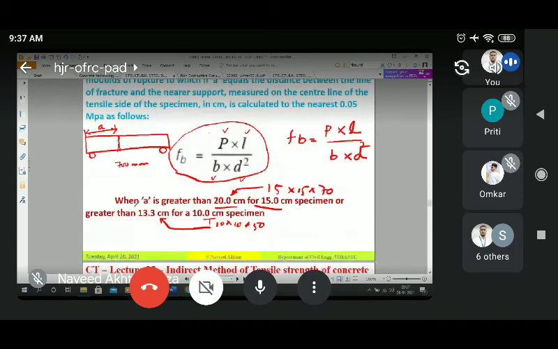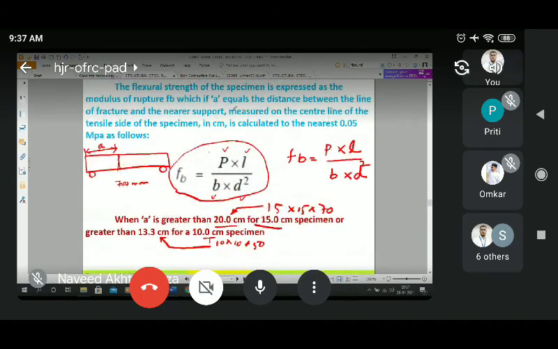And the value of A is equal to the distance between the line of fracture, this is the line of fracture, and the nearer support. This is the nearer support, on the left side here. If the nearer support is on the right side, then we measure there.